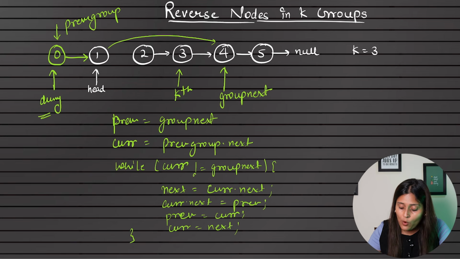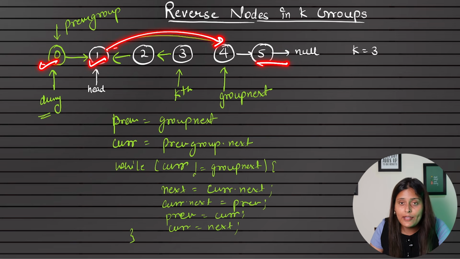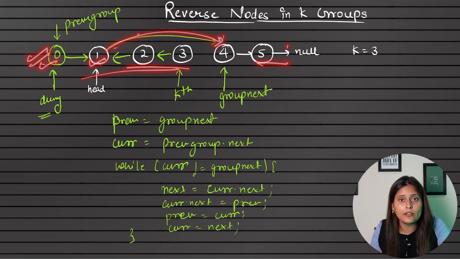Done. And now what will happen? 1 will connect to 4. 2 will connect to 1 and 3 will connect to this. Now how is this connected? 0, 1, 4, 5. If you read this dummy, 0, 1, 4, 5. Where are my 2 and 3?